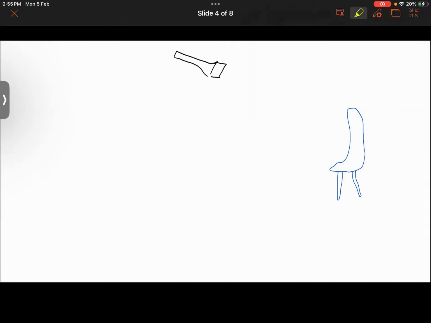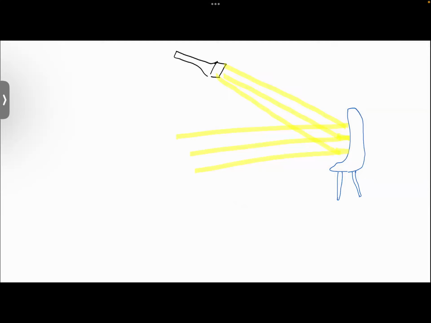Someone flashed a torchlight, and the light rays fell upon it. Once it came in contact, it got reflected. And suppose some person was sitting over here. Basically what happened is that the light rays were reflected by this chair, and the reflected light rays reached the eyes of this person. So reflection is happening here. The light is coming from a medium, it reflected back from it and bounced back into the air. And these bounced light rays reached our eyes, and that's why we are able to see this object. Hope it is clear.